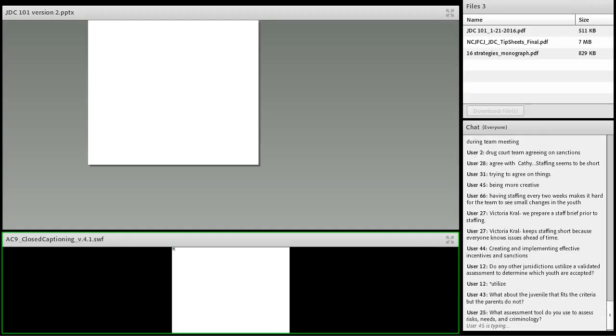And backing up to Pauline's question, do other jurisdictions utilize a validated assessment to determine which youth are accepted? Yes. So ideally, Pauline, what I'd love to see happen everywhere is that we have kids get screened. Based on the screening, it's indicated that there should be an assessment, and they get referred for the assessment. Then the assessment happens, and once the assessment is done, the referral to drug court is made based on information from the assessment. That would be the ideal plan there.